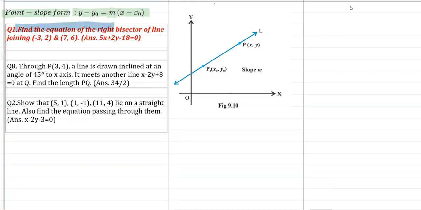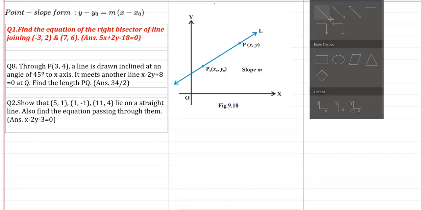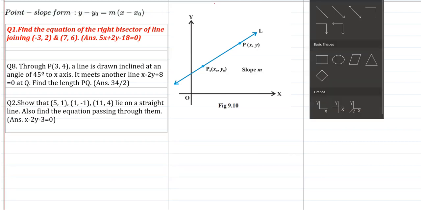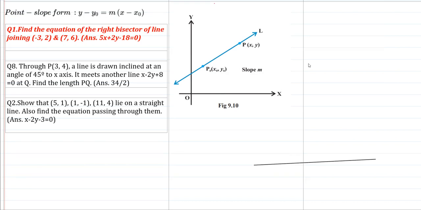It says, find the equation of the right bisector of the line joining these 2 points. So what we can do here is to make a line segment first joining these 2 points. I made a line segment here and I took these points as say A and B. Let the coordinates be this. For A, I took -3, 2, and for B, it is 7, 6.